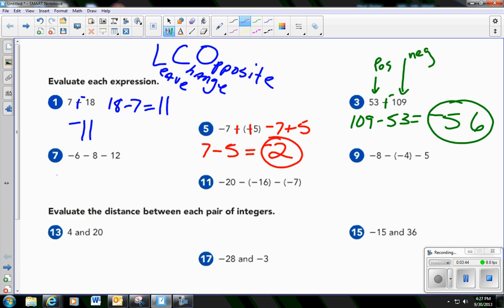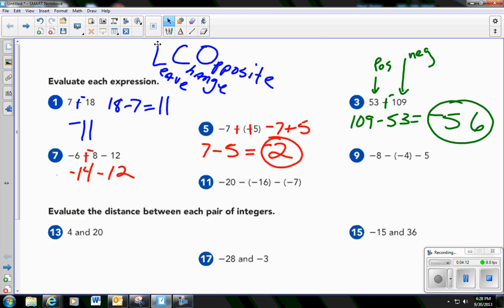Again, if you want to try number 7, hit pause, give it a shot, then hit play when you have your answer and compare it to mine. All right, on 7, we do leave, change, opposite. We leave negative 6 alone, change subtraction to addition, and make 8 its opposite. And then we do that first step. Now they have the same signs. 6 negatives plus 8 negatives would give us 14 negatives. And then we need to subtract 12 still.